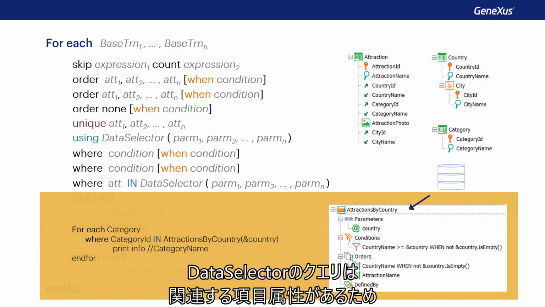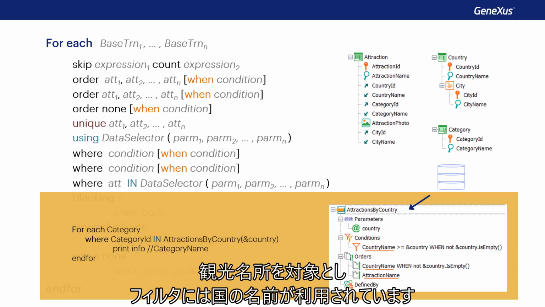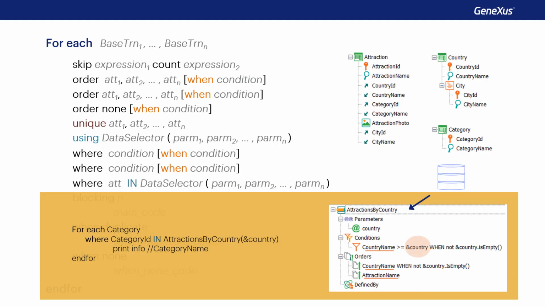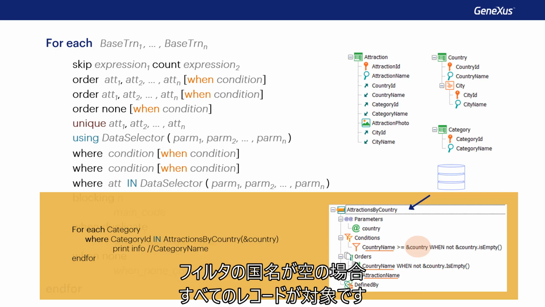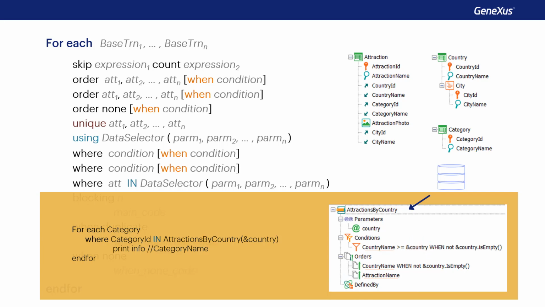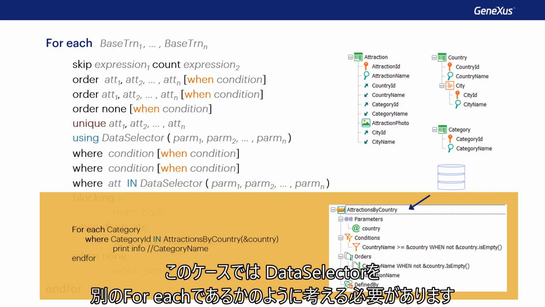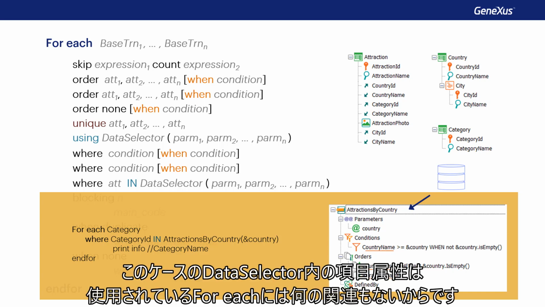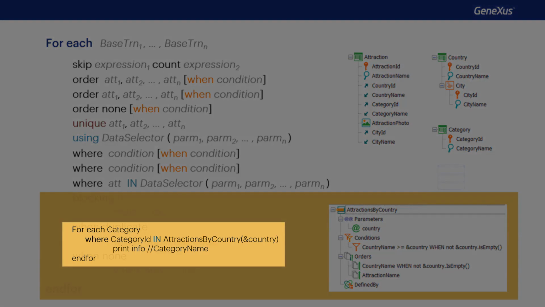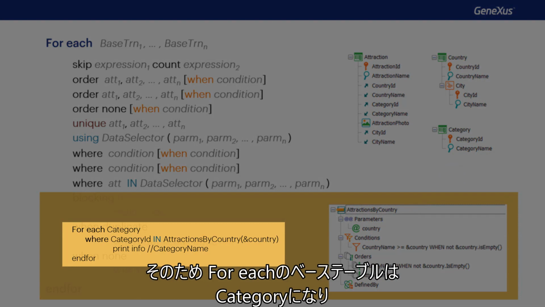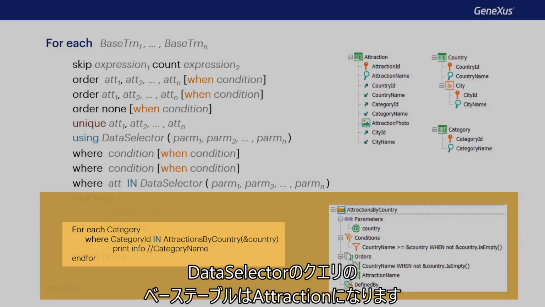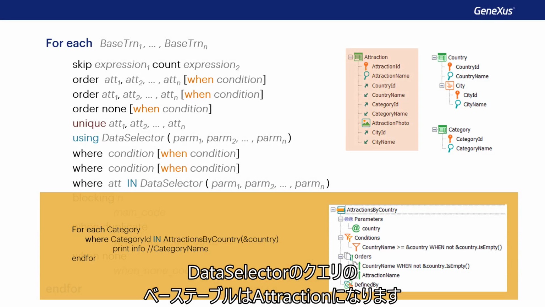The data selector query, because of the attributes involved, is clearly of the attractions of countries with names after the filter. If not empty, if empty, all. In this case, we should consider the data selector as if it were another for each. This is why the attributes inside the data selector for this case will not have any relevance for the for each where it's being used. Thus, the base table of the for each will be category, and that of the query of the attraction data selector.